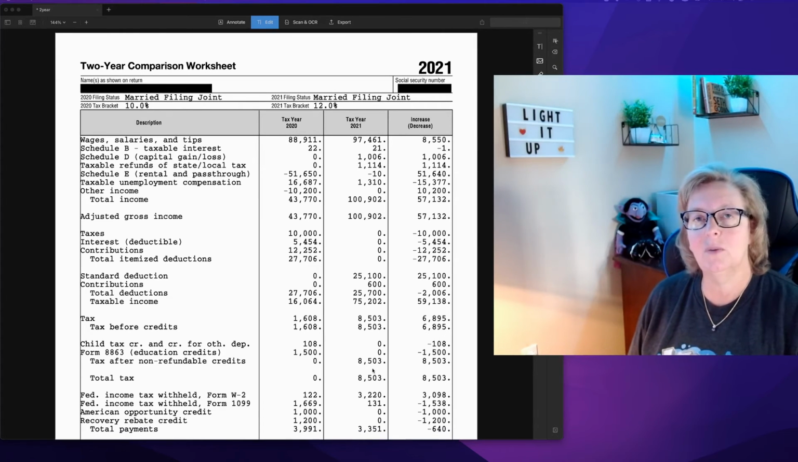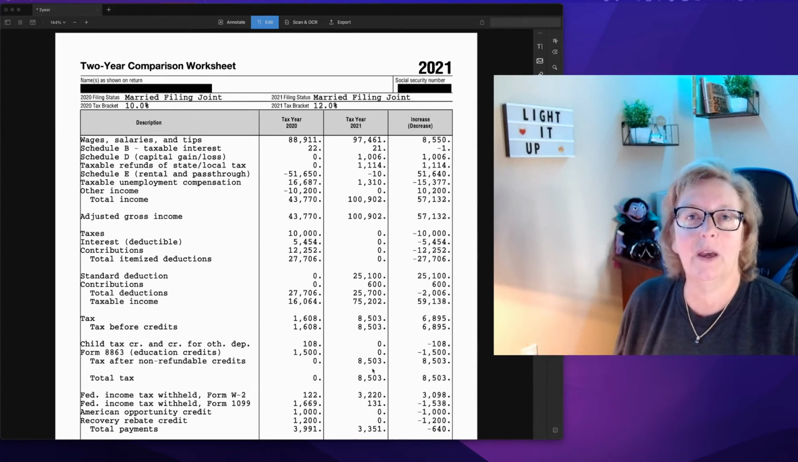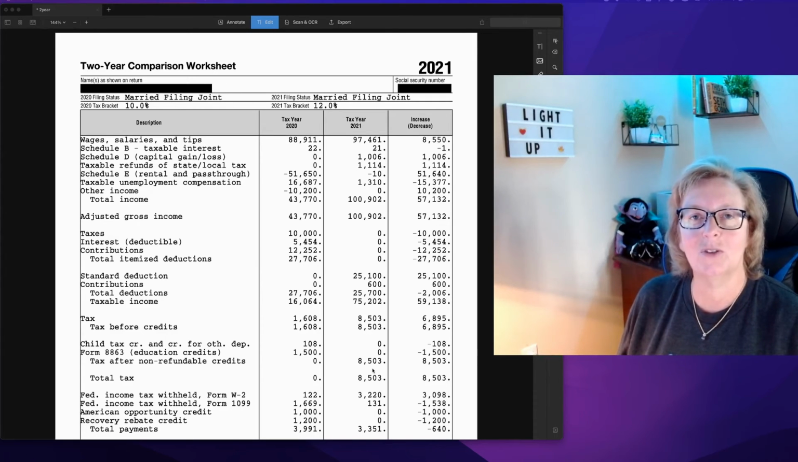This is going to tell you the big picture story. If you still have questions about that, then narrow down what your questions are or where those differences lie, and that'll help have a better experience to ask questions of me or of your CPA to make sure that you understand what's going on in your tax return.